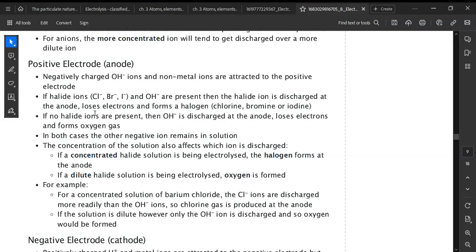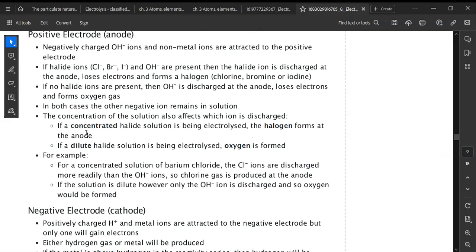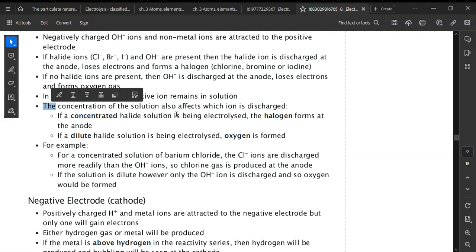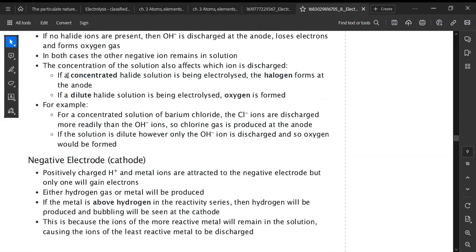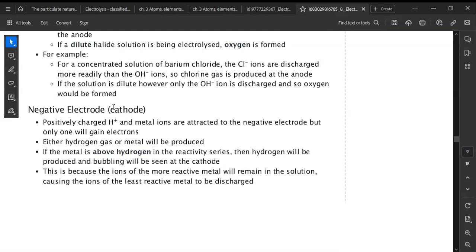If no halide ions are present, then OH- or hydroxide is discharged at the anode, loses electrons and forms oxygen gas. In both cases, the other negative ion remains in solution. The concentration of the solution also affects which ion is discharged. If a concentrated halide solution is being electrolyzed, the halogen forms at the anode. If a dilute halide solution is being electrolyzed, oxygen is formed. For example, for a concentrated solution of barium chloride, the chloride ions are discharged more readily than the hydroxide ions, so chlorine gas is produced at the anode.